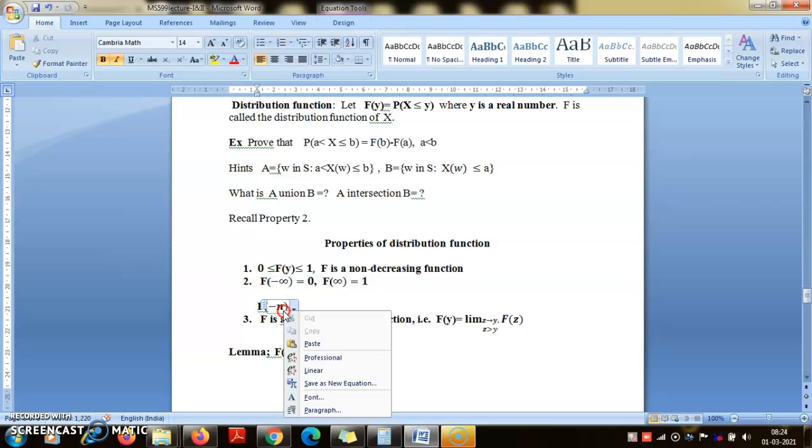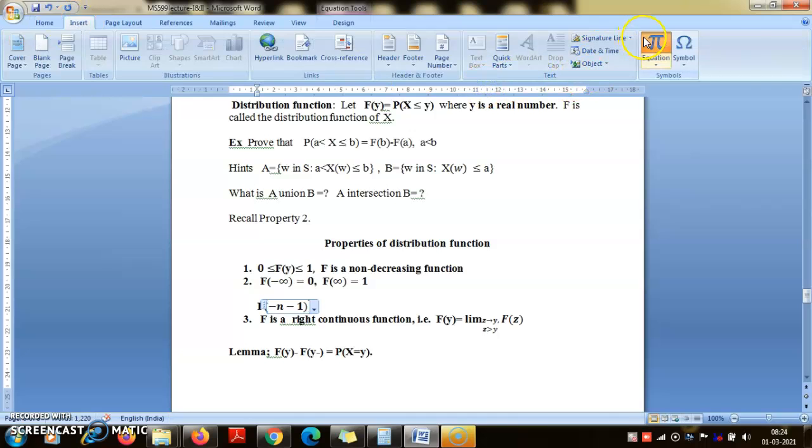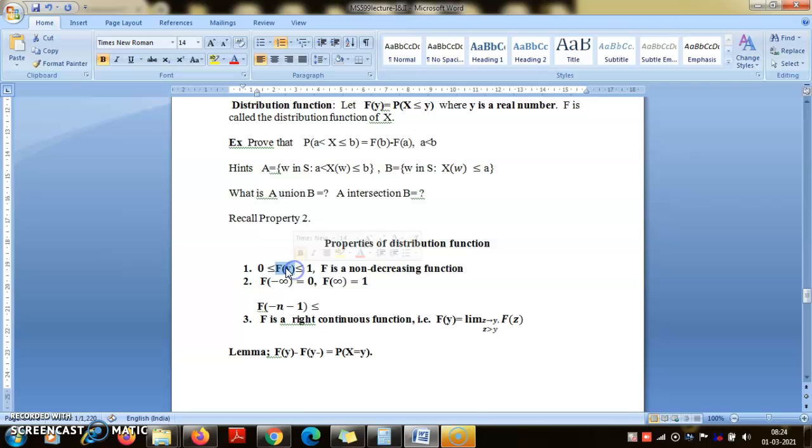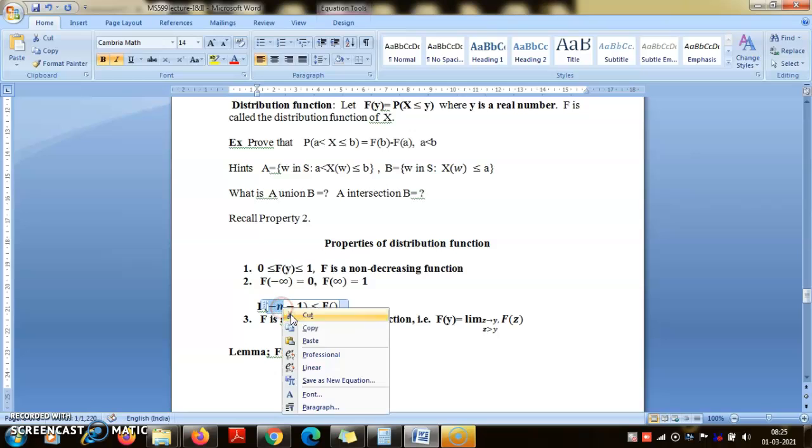my keyboard is actually not working today, so that is a bit problematic. f of minus n minus 1 cannot be more than f of minus n because of the monotonic property. So that is the main point.